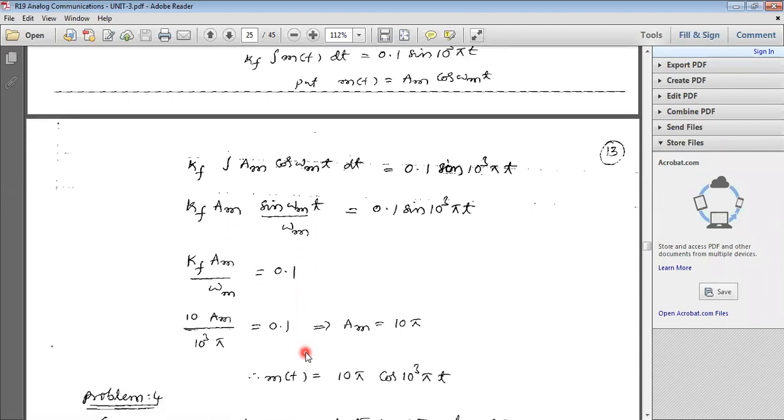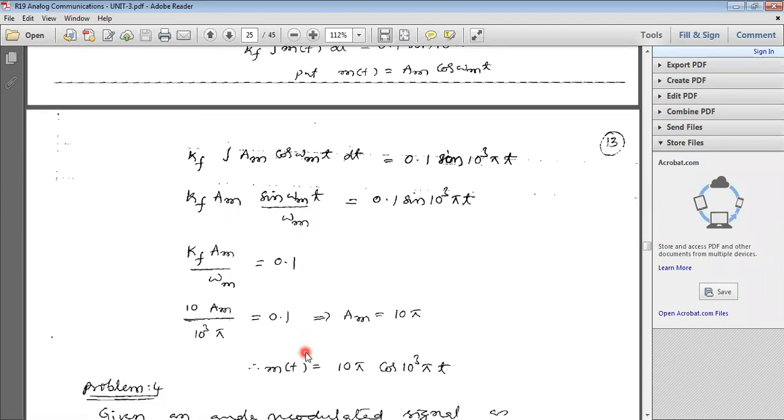Now compare both the left hand side and right hand side. So in place of Kf Am by omega m, we have 0.1.